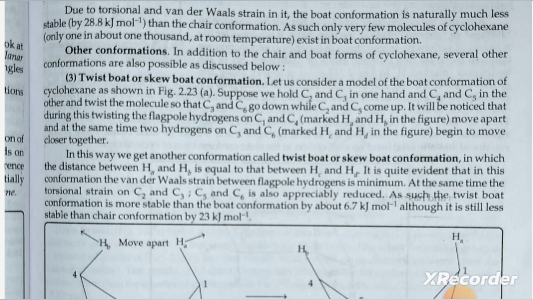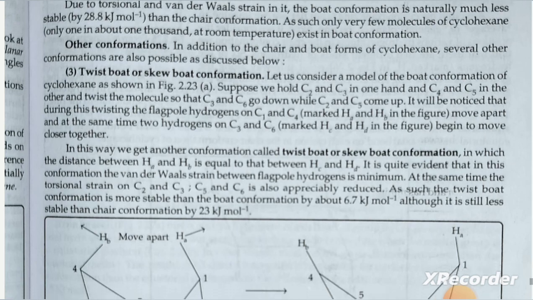Third is twist boat or skew boat conformation. Let us consider a model of boat conformation of cyclohexane as shown in figure 2.23a. Suppose we hold C2 and C3 in one hand and C5 and C6 in the other and twist the molecule so that C3 and C6 go down while C2 and C5 come up. We will notice that during this twisting, the flagpole hydrogens on C1 and C4, marked HA and HB in the figure, move apart, and at the same time two hydrogens on C3 and C6, marked HC and HD in the figure, begin to move close together.